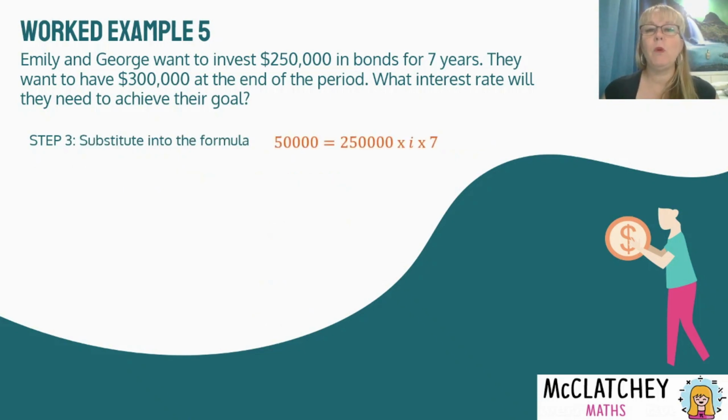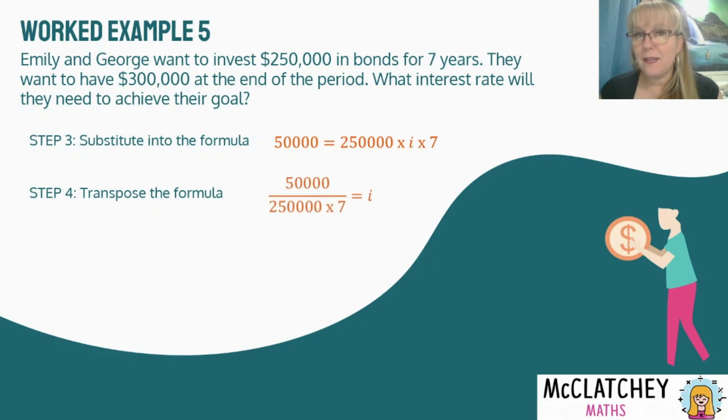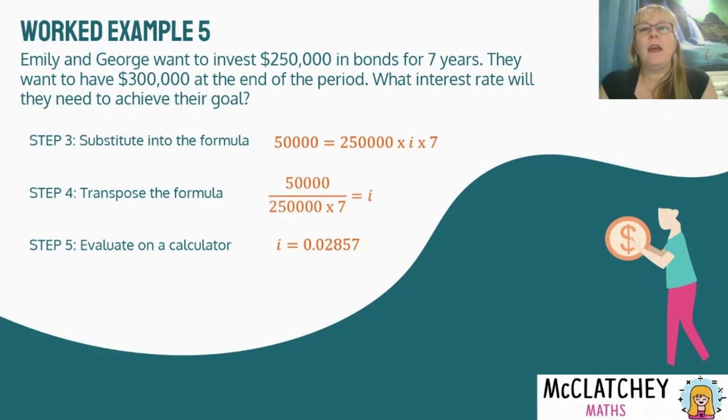So let's substitute what we have into the formula. Once again, we've got a situation that we're going to have to transpose the equation to get I to be the subject all by itself. So we do what we did in our previous worked example. We're going to take 50,000 and divide it by 250,000 by 7, and that's going to give us I on a calculator of 0.02857. Now remember, when we use the formula I equals PIN, we're using I as a decimal.